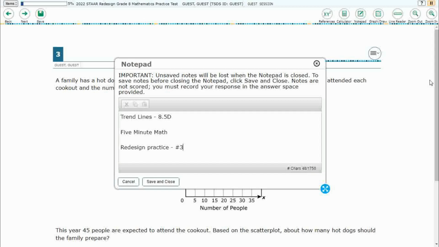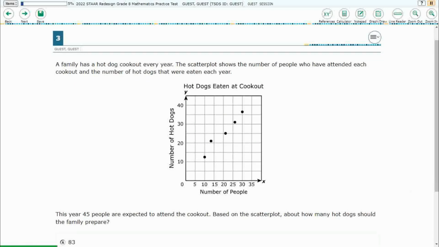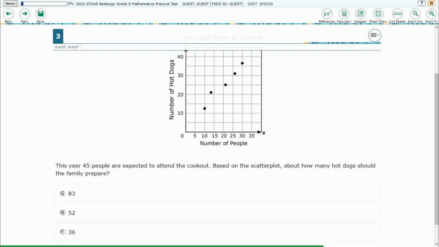Today we are looking at the 8th grade concept of trend lines. This is standard 8.5D in the great state of Texas, and we are using item number 3 off the Redesign Practice Online STAAR test. If you haven't done so already, please go ahead and take a moment to pause the video, work this problem out on your own, unpause it, and we will look at our answers together.